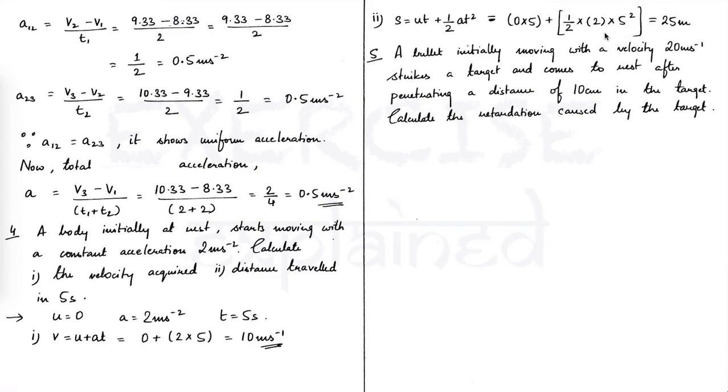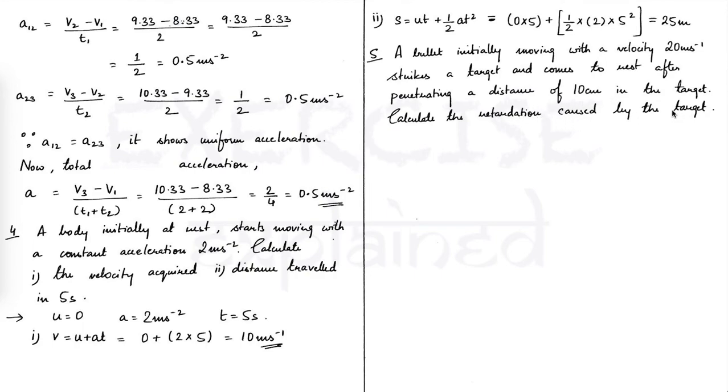Now getting to the fifth question. A bullet initially moving with a velocity of 20 meter per second, so initial velocity is 20 meter per second, strikes a target and comes to rest. That means final velocity is 0 after penetrating a distance of 10 centimeters. So the distance, that is s, or displacement, is 10 centimeter. Calculate the retardation caused by the target.